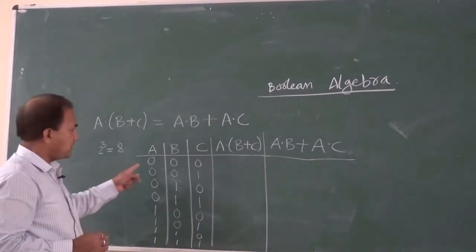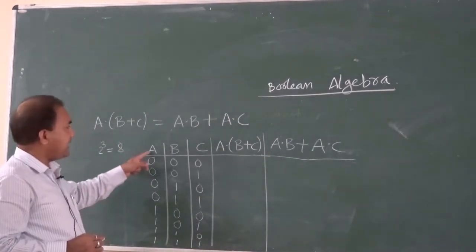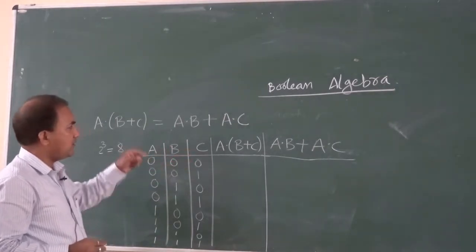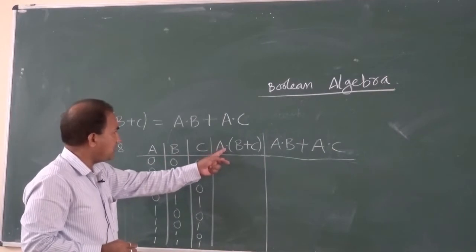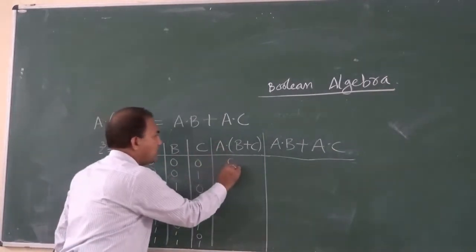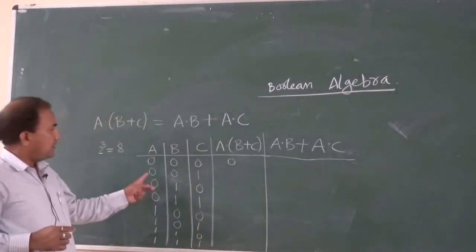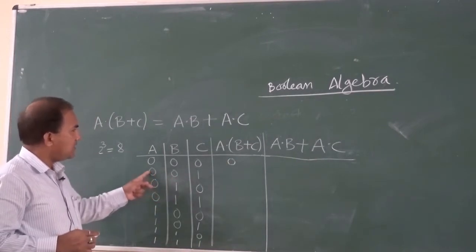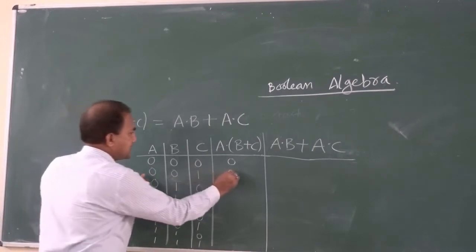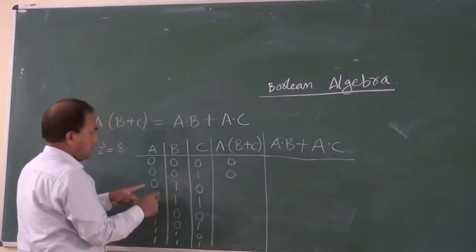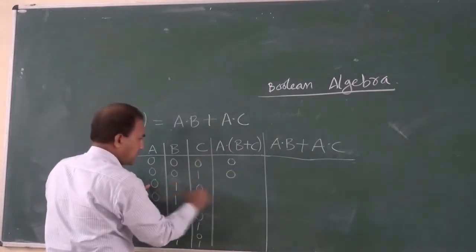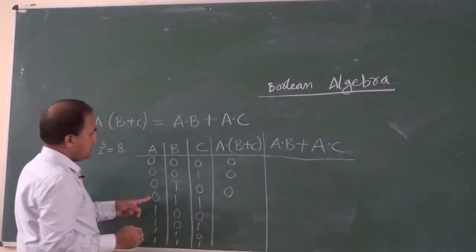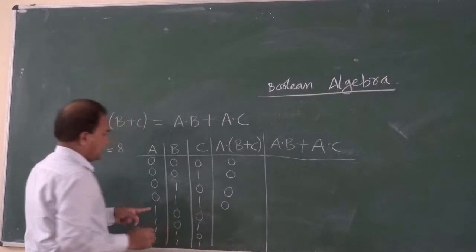So for the first case, A is equal to 0, B is equal to 0 and C is equal to 0. In that case, A dot B plus C is equal to 0. Similarly, 0 dot anything is 0. 0 dot any variable is equal to 0. Again it is equal to 0.